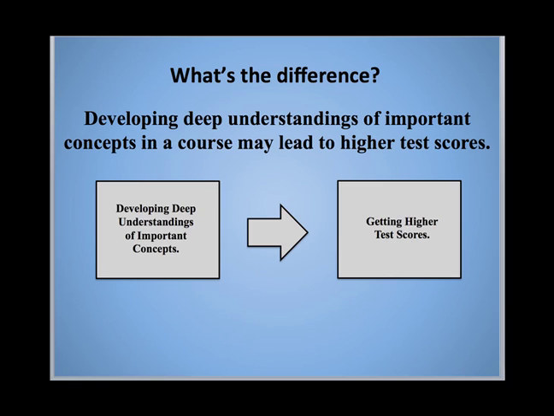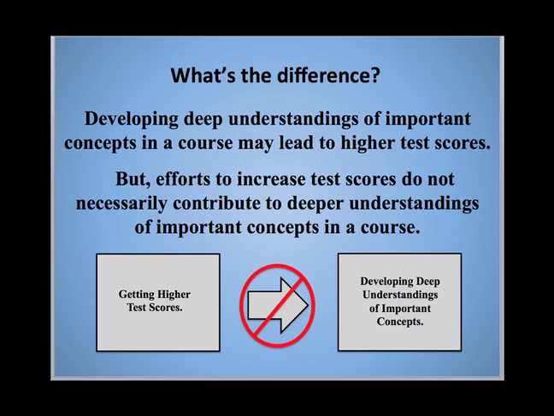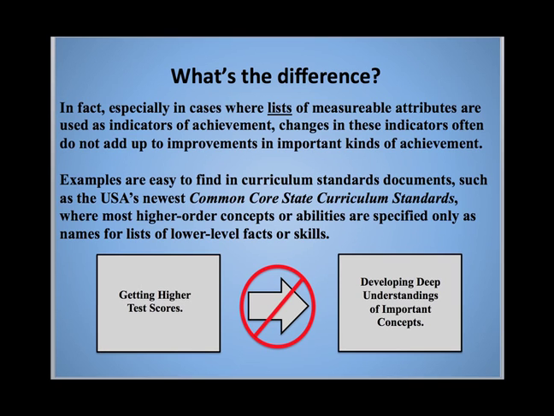These observations are important because they apply especially to many kinds of situations that occur in the social or educational sciences. For example, developing deep understandings of important concepts in a course may lead to higher test scores. But it is well known that efforts to increase test scores do not necessarily contribute to deeper understandings of important concepts in a course. In fact, especially in cases where lists of measurable attributes are used as indicators of achievement, changes in these indicators often do not add up to improvements in important kinds of achievement.